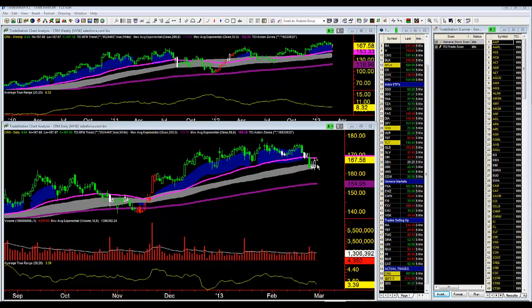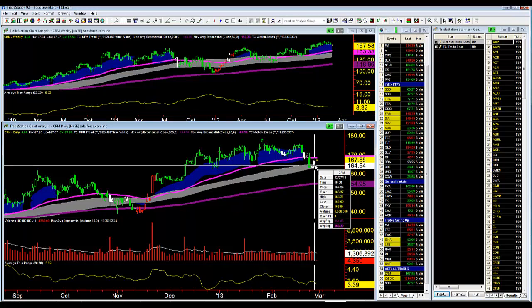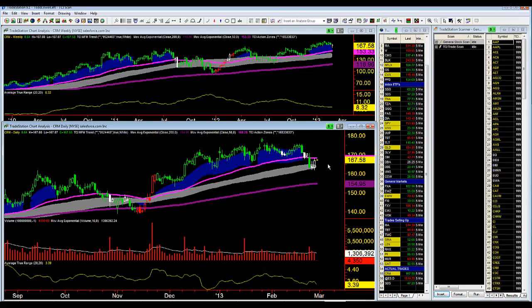So if today is able to take out yesterday's high, which was 168.21, and we're getting close to that now, close to 168, then I will bring this stop up. And I want to see the intraday price action before I do that, okay? So that is a trade that I am in right now.